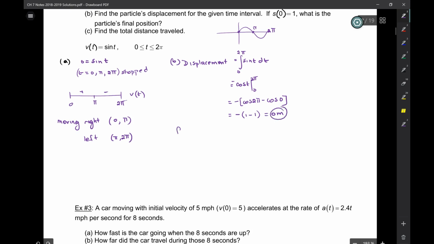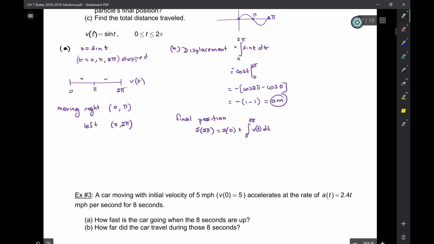The final position is equal to, here's another way you can say this. The final position is S at 2 pi. So yet another way of notation. That's S of 0 plus the integral from 0 to 2 pi of v of t dt. Initial position plus displacement. That is 1 plus 0. So S at 2 pi is 1 meter.